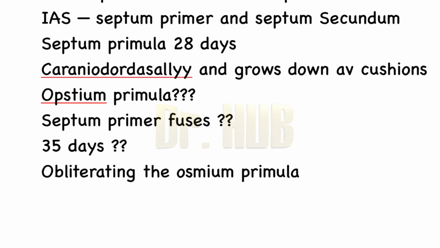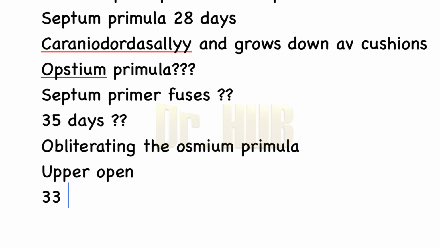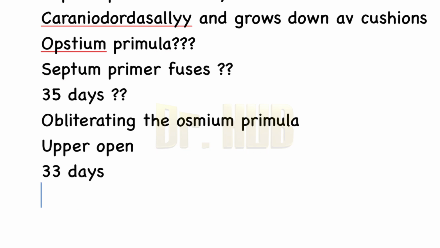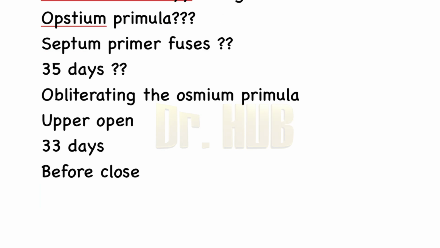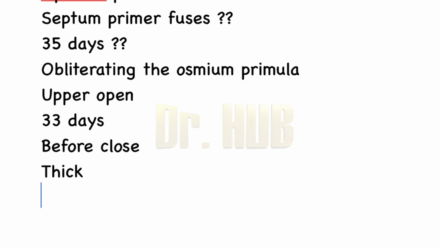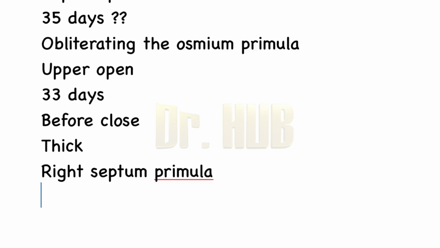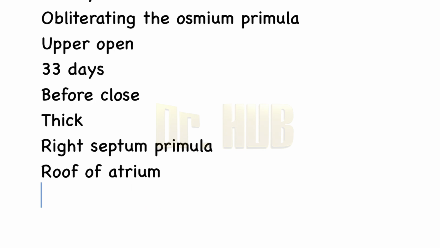Next is the ostium secundum, an opening in the upper part of the septum primum. It forms at about 33 days, before the ostium primum closes. Next, the septum secundum is a thick muscular septum that arises on the right of the septum primum, and it grows from the roof of the atrium but does not reach the AV cushion.